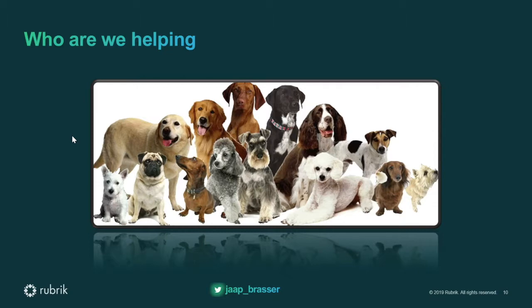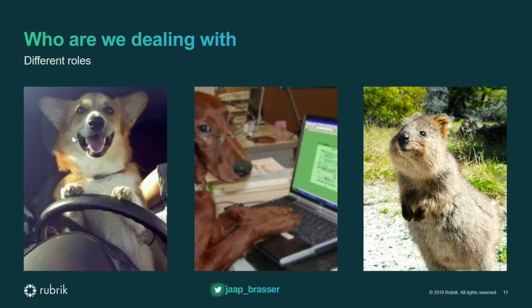Who are we trying to reach with this? We have quite a diverse audience, so a lot of different dogs. We have people that are at the wheel, but they don't really know what's going on with automation, integration, or APIs. So these are technical people, but they might not be utilizing APIs yet, or they might just not know what is possible by using APIs.